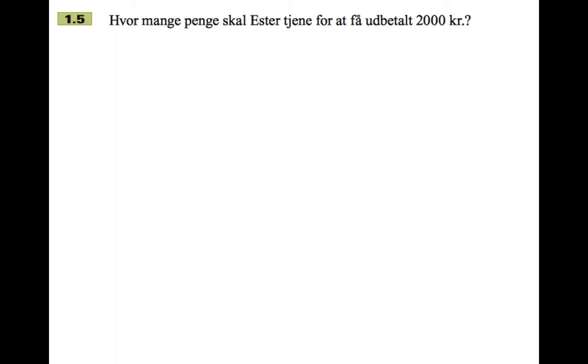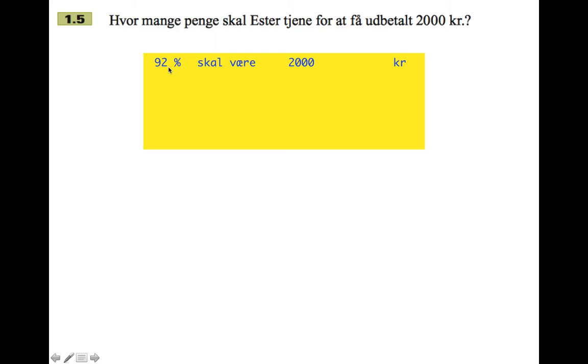Now, the last part of the question: how much money does Esther have to earn in order to get paid 2,000? So that's after the deductions. Now remember, the deductions were 8%, but the important thing is, it's not 8% of 2,000. She earns some bigger amount, then they take off 8% of that bigger amount, and she's left with 2,000. So it would be a mistake to work out 8% of 2,000 and add it on. You have to say that the 2,000 she's left with has to be 92%.